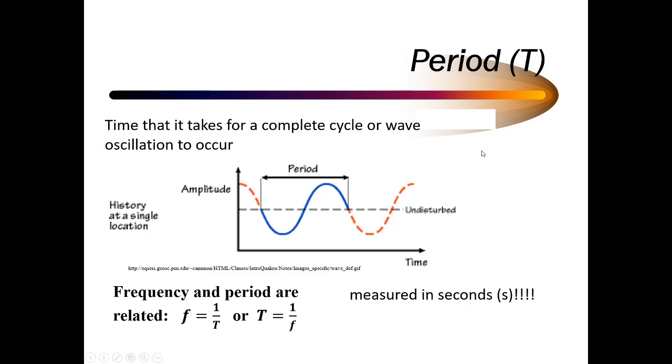Okay, moving on. The wave period, or a capital T, that's how it's abbreviated, is calculated for time. So T for time. The wave period is the time that it takes for a complete cycle or a wave oscillation to occur. And it's usually measured in seconds. So that's how we're going to notate it.